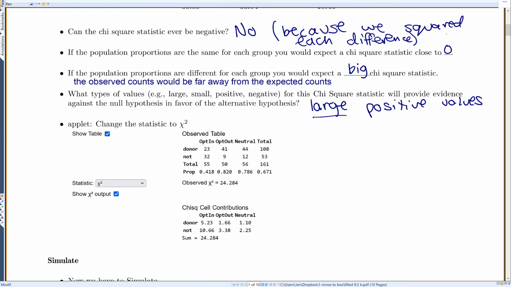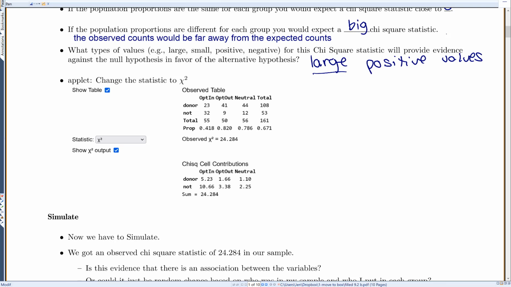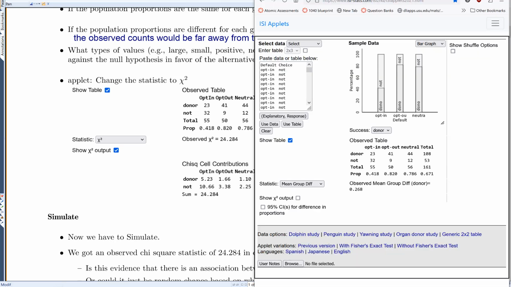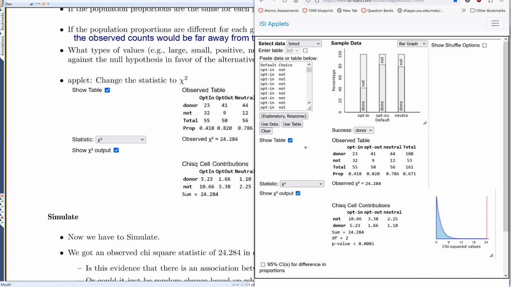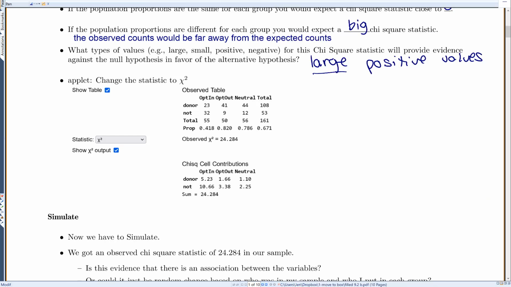So we're going to go to our applet. And the problem with this applet is there are a lot of different options you can use for your statistic, so you have to remember to change it every time. You're going to go to this mean group diff and change to chi-squared. Okay. And now it will tell you this is your observed chi-squared. You can also click this show chi-squared output. Okay. And then this will come up. So let's come back and talk about what that gives you.